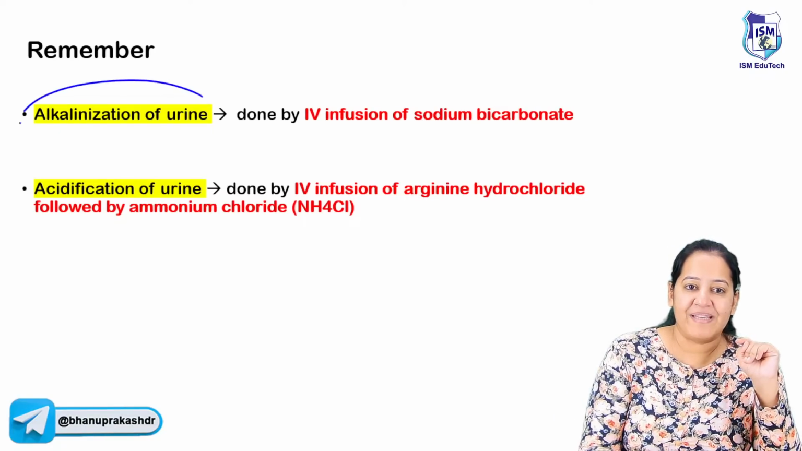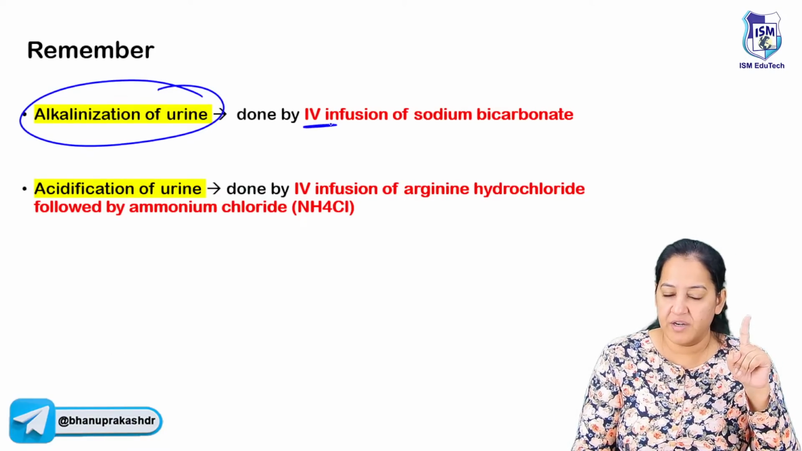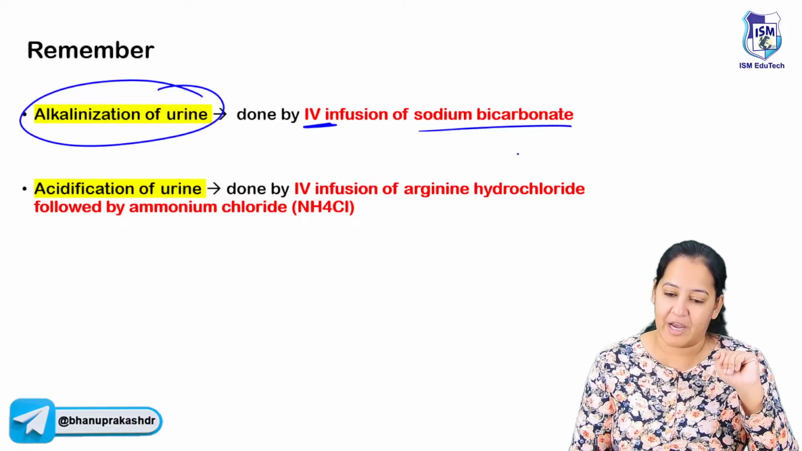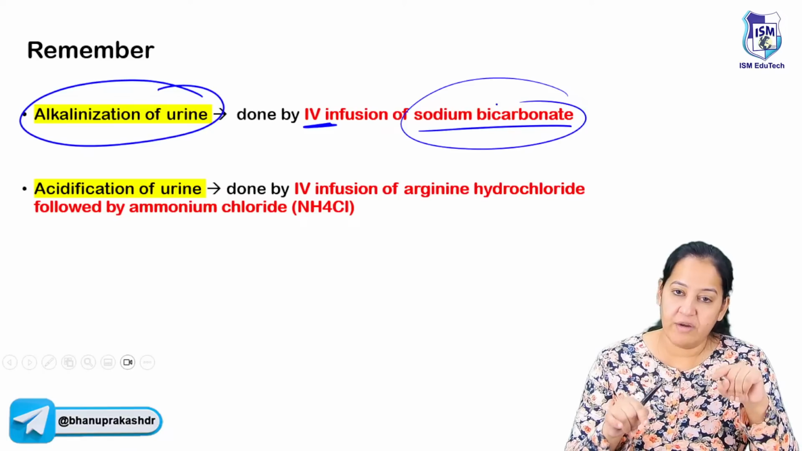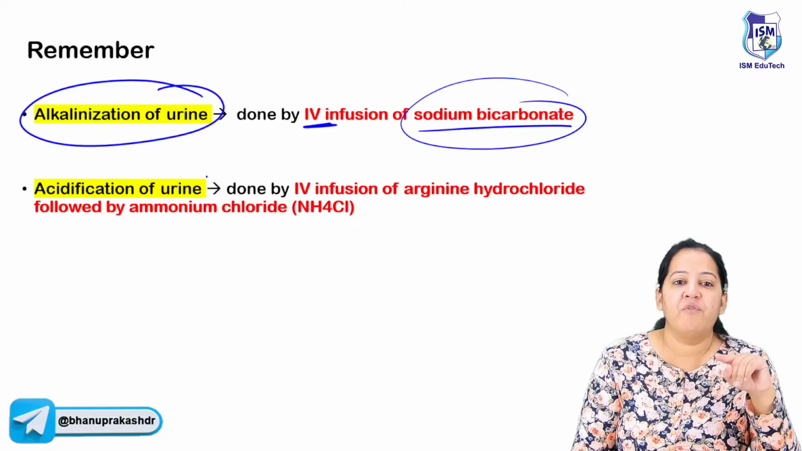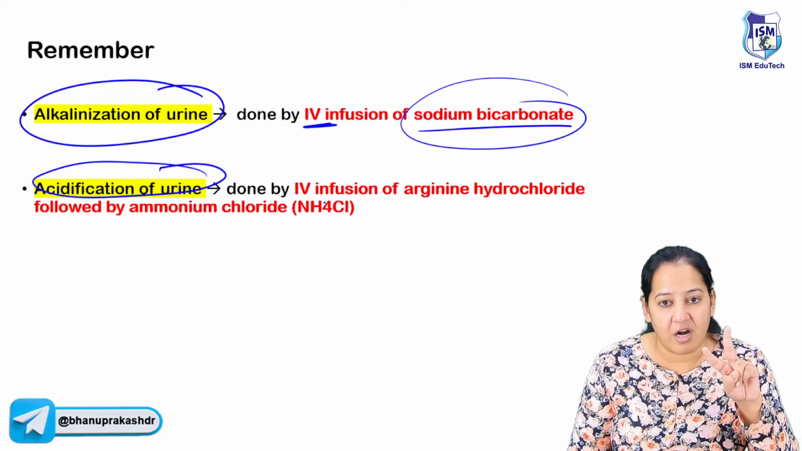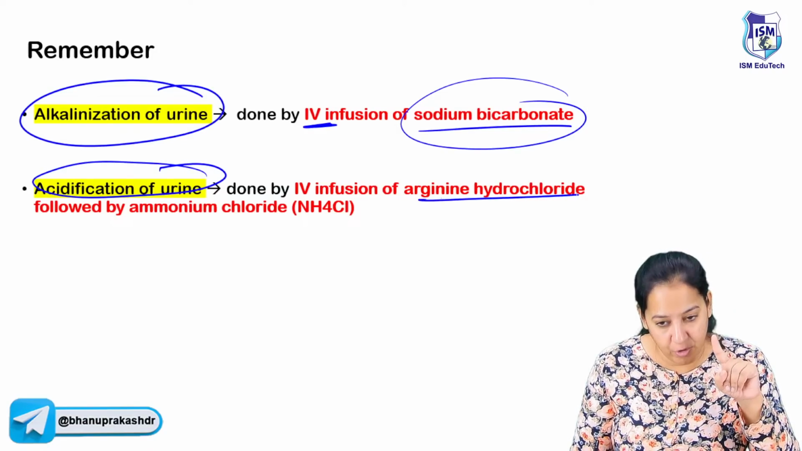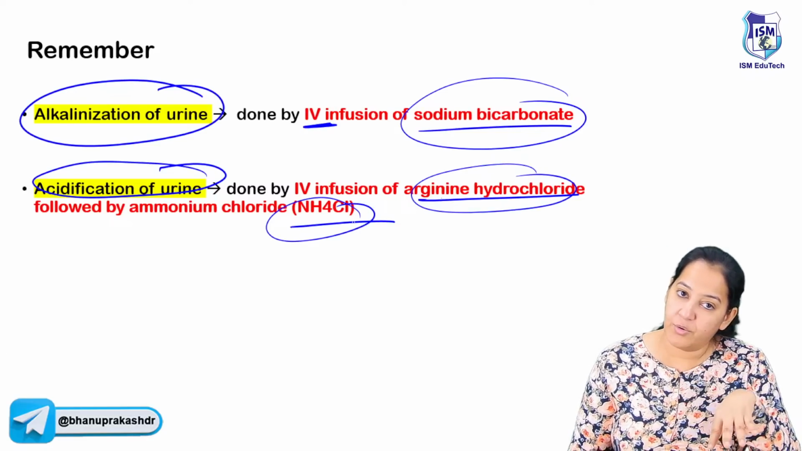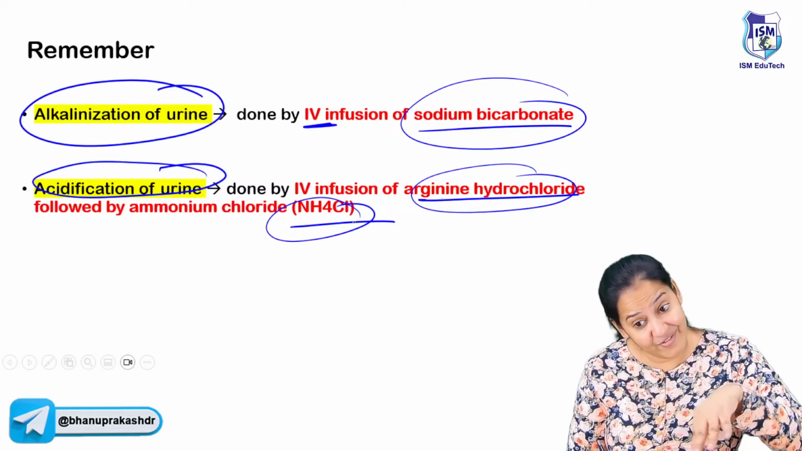So if you want to basify the urine, you have to start an IV drip. It's an emergency. We will give directly an IV drip of sodium bicarbonate. With sodium bicarbonate, the urine will become basic in nature, and acidic drugs get excreted out. And if you want to acidify the urine, you have to start 2 drips. First, you have to give arginine hydrochloride followed by ammonium chloride. The urine will become acidic and the basic drugs will be excreted out.